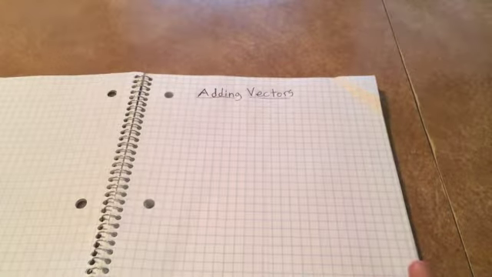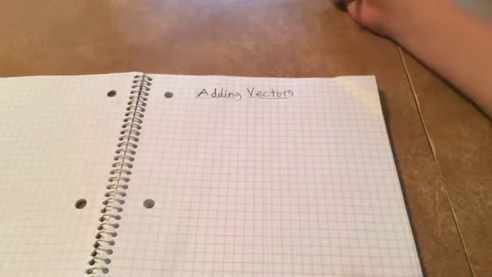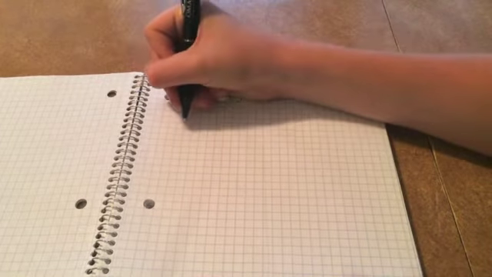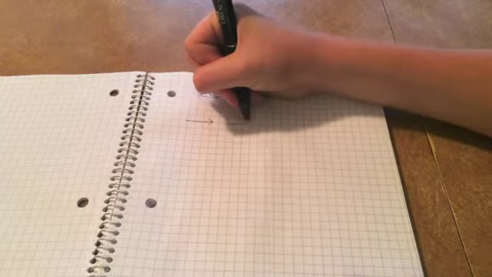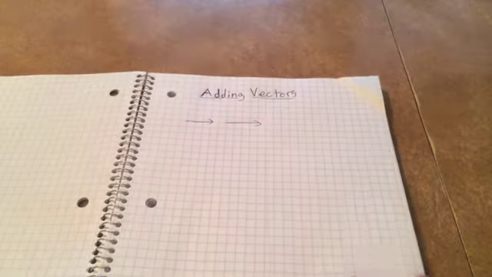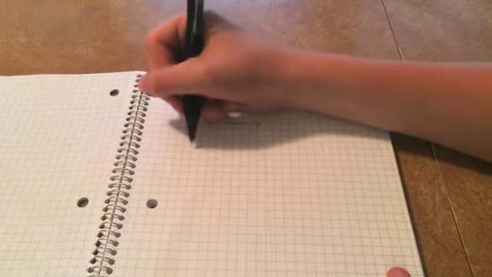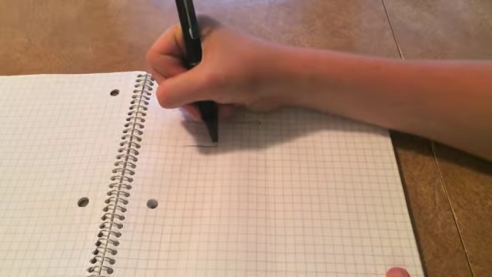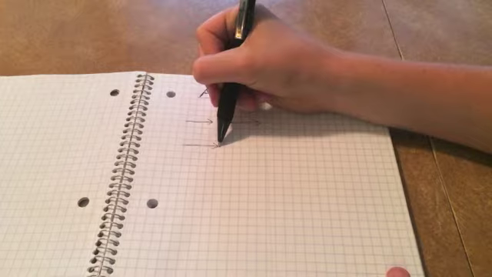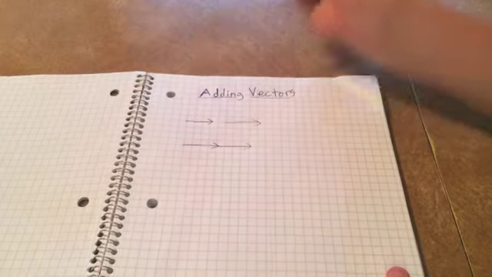Today I'm going to talk about adding vectors. Vectors, when you have them going in the same direction, are pretty easy to add. You just line them up tip to tail. So the tip of one to the tail of the other.